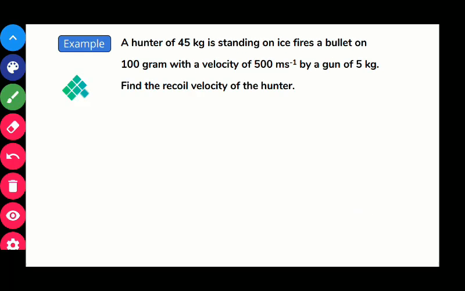Now the next problem is, a hunter of 45 kg standing on ice fires a bullet of 100 gram. This should be the printing mistake. This should be of 100 gram with a velocity of 500 meter per second. Now the hunter has a weight of 45 kg. He is holding a gun of 5 kg. Now what will be the value of m1? If a hunter is holding a gun, now the mass will be the mass of the hunter plus the mass of the gun.